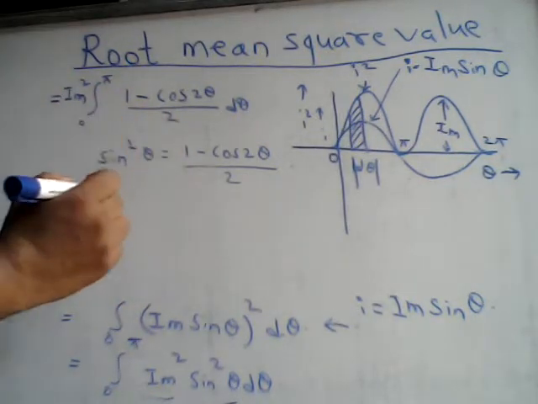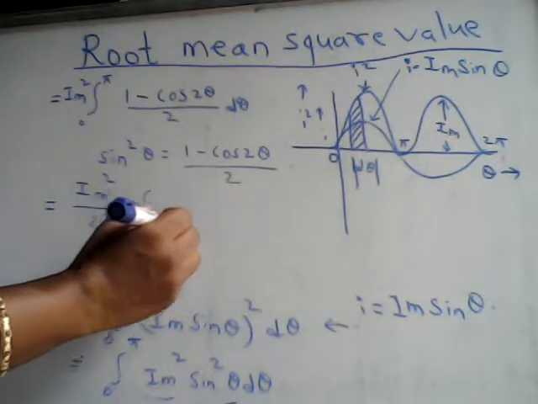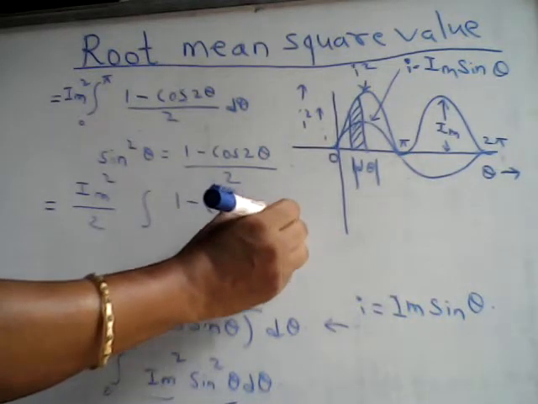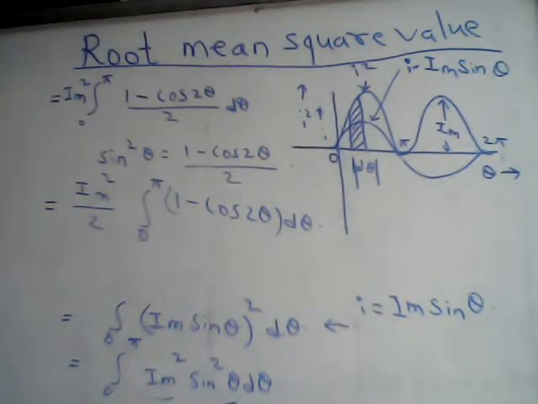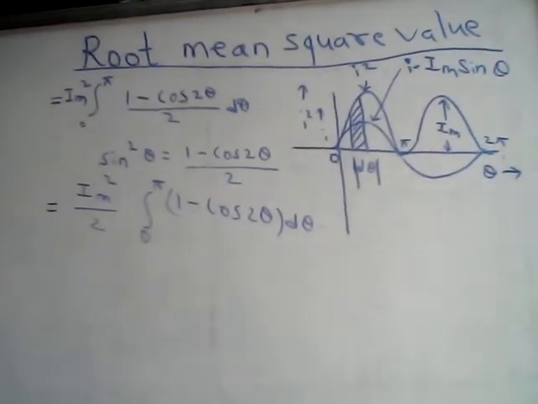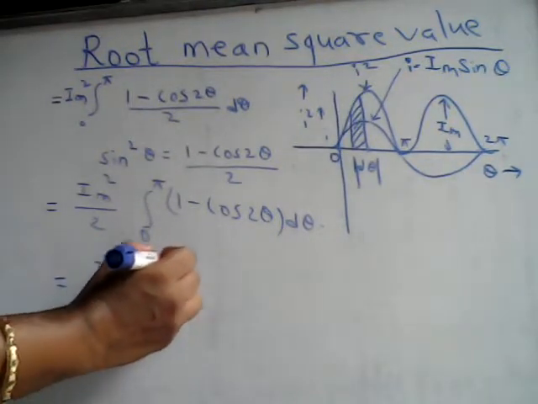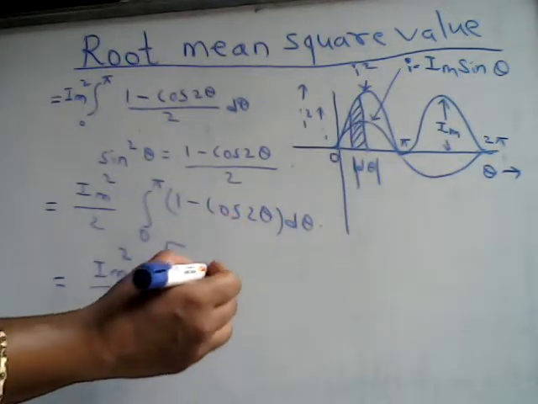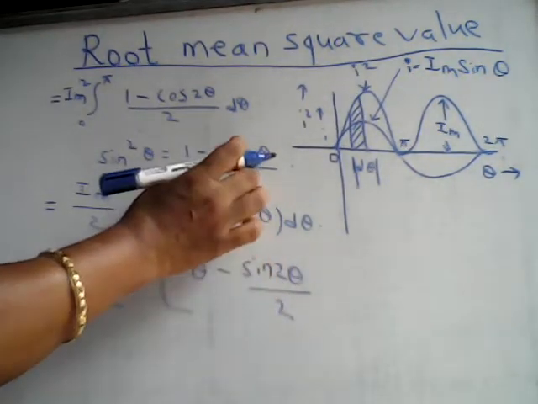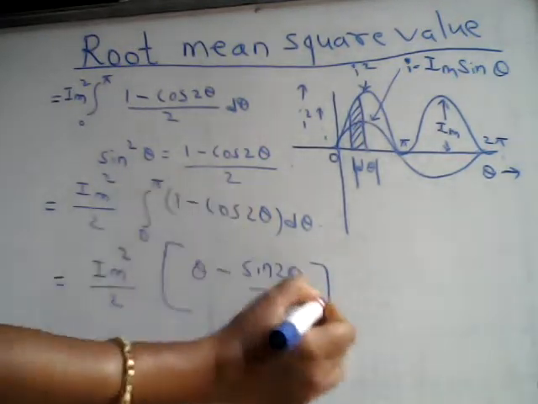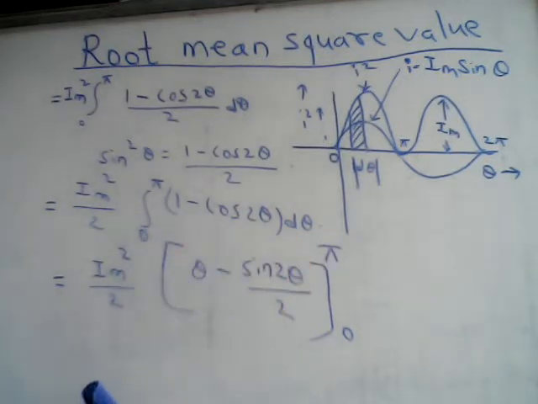From this, 2 is constant and it can be removed outside. So this will become Im square by 2 times the integration of (1 minus cos 2 theta) d theta over the limits from 0 to pi. So this can be simplified as Im square by 2, substituting the value, that is theta minus sin 2 theta divided by 2. This is the value which we got, over the integration limits 0 to pi.